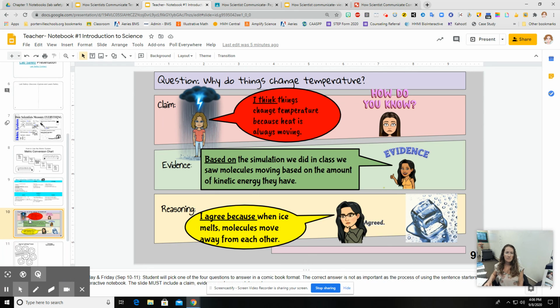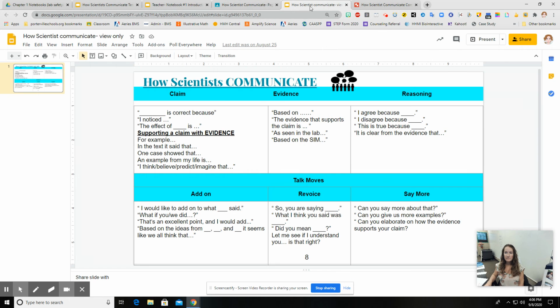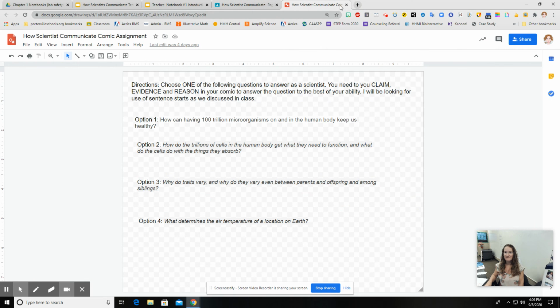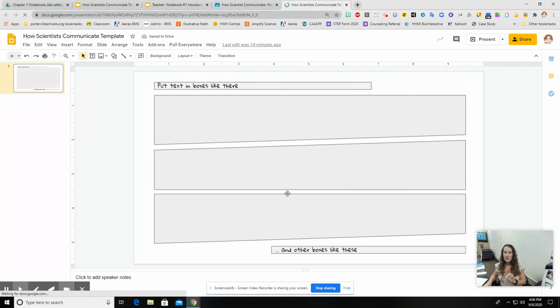To review, for slide 8, you are just copying it and putting it into your notebook and then highlighting the sentence starters that you're going to try using in class and in your life because it makes you a better communicator. And then for slide 10, I've assigned it in Google Classroom where you have your own copy. You're going to complete it here, turn it in to me. I will grade it, and then you're going to put it in with the rest of your notebook so that your comprehensive notebook is all together.